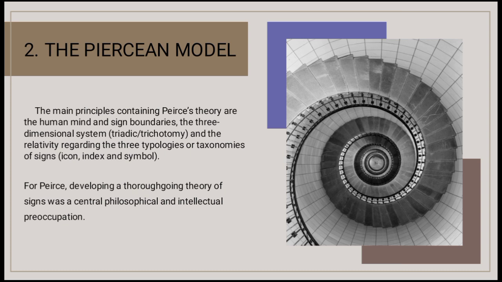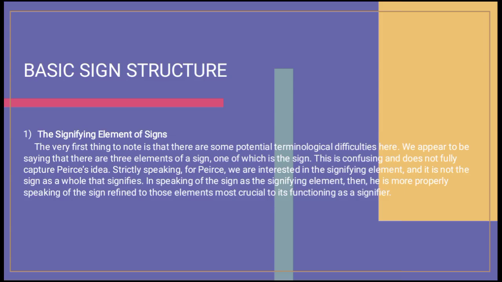The account developed through the 1880s appears to develop earlier accounts and generate new, more complex sign theories. However, despite this change, Peirce's ideas on the basic structure of sign and signification remain largely uniform through his development. Consequently, it is useful to begin with an account of the basic structure of sign according to Peirce. Next, we move on to basic sign structure from Peirce.